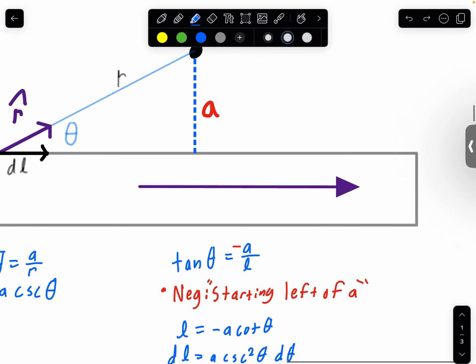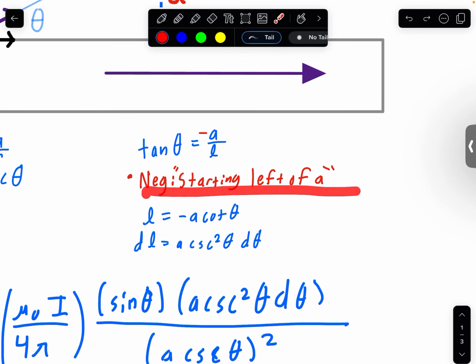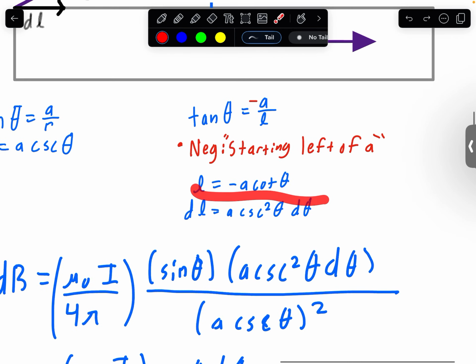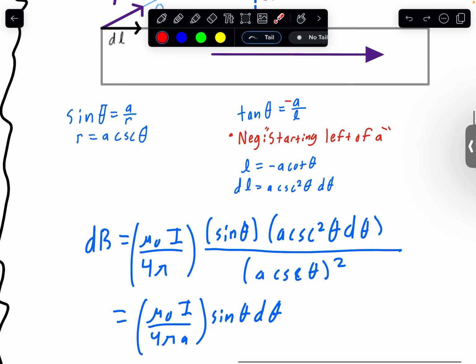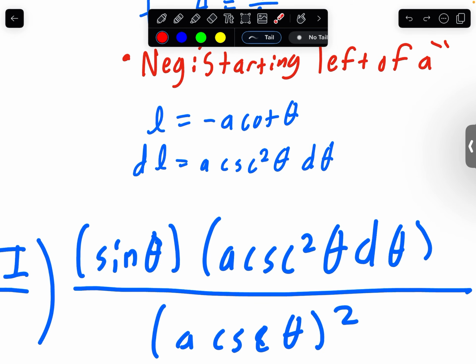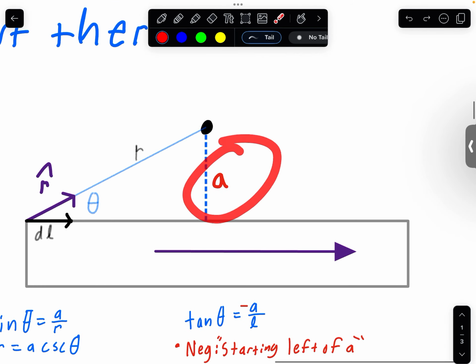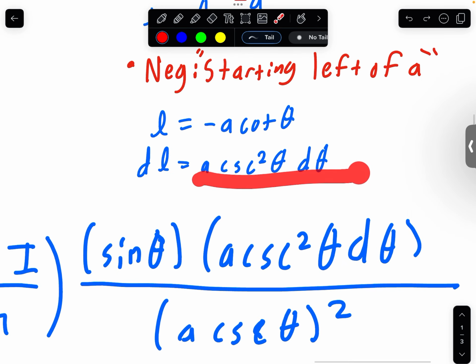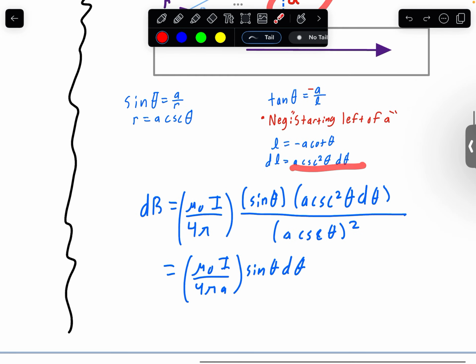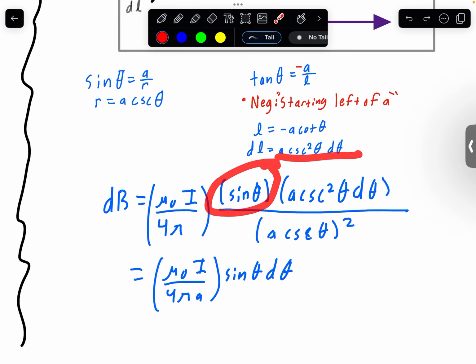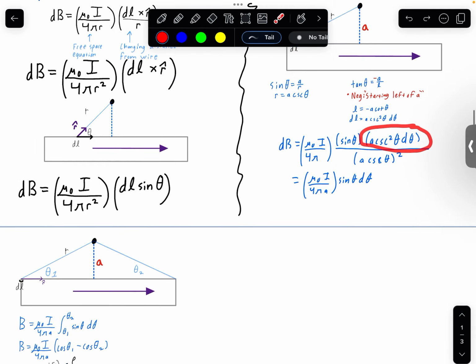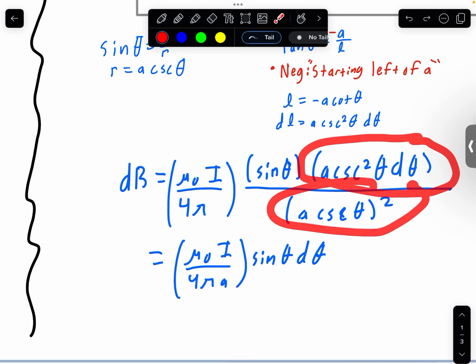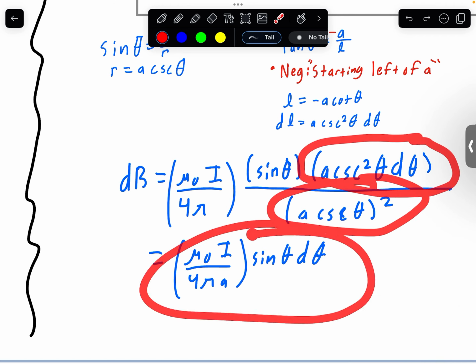Anyways, negative a cotangent of theta, and then we set it equal to L, and since in the equation we use dL, we differentiate both sides. I think that makes sense. And then we get dL equals a, which is again the perpendicular distance, times cosecant squared of theta d theta. We have that sine theta from when we simplified the cross product. Here's what we plug in for dL, and here's what we plug in for r. And then we simplify, and then we get this.